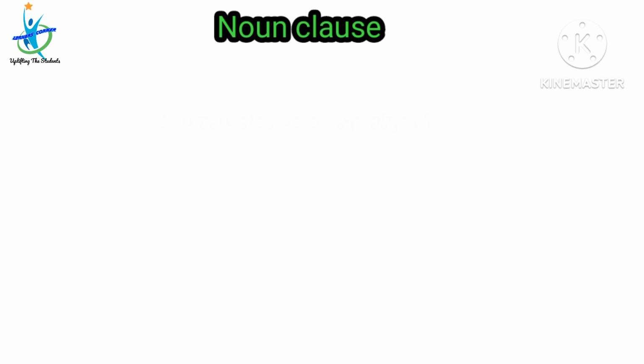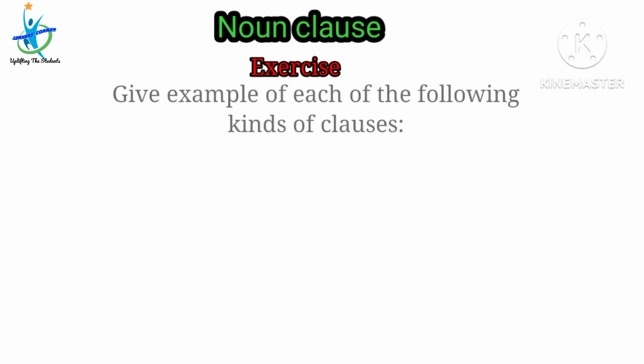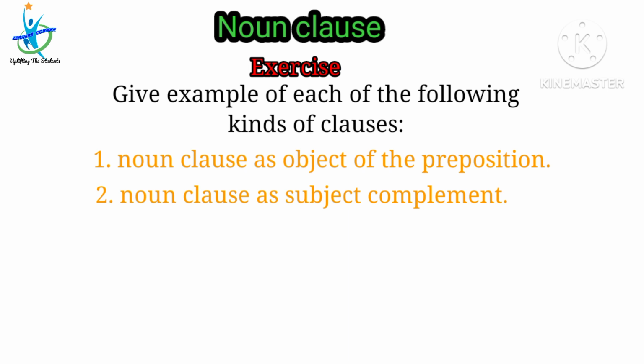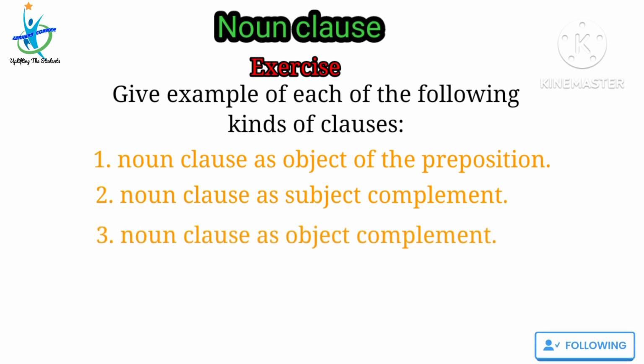And that's what brings us to the end of today's lesson. But before we end the lesson, let's have this exercise. Give an example of each of the following kinds of clauses. 1. Noun clause as object of the preposition. 2. Noun clause as subject complement. 3. Noun clause as object complement.